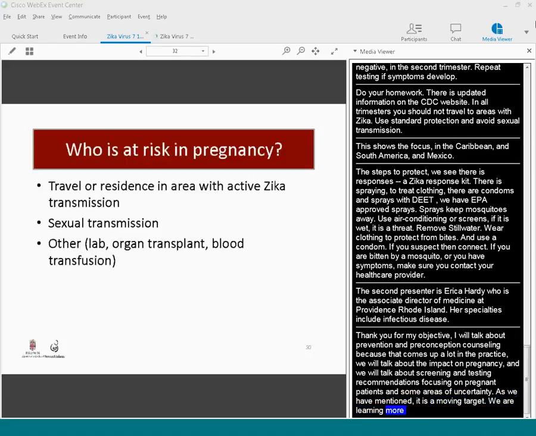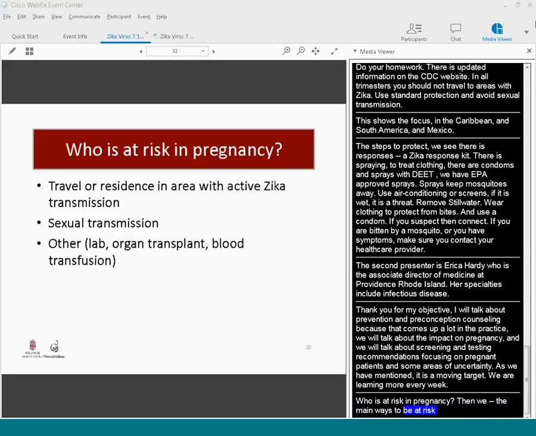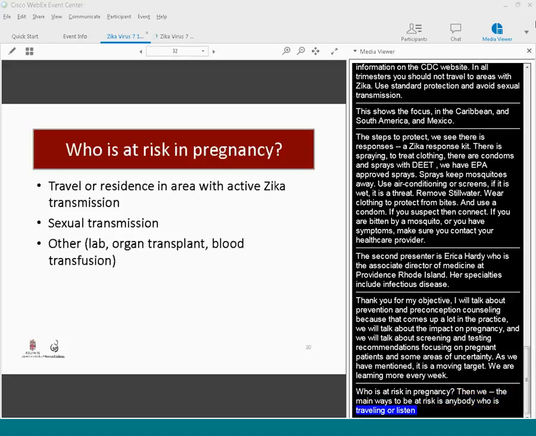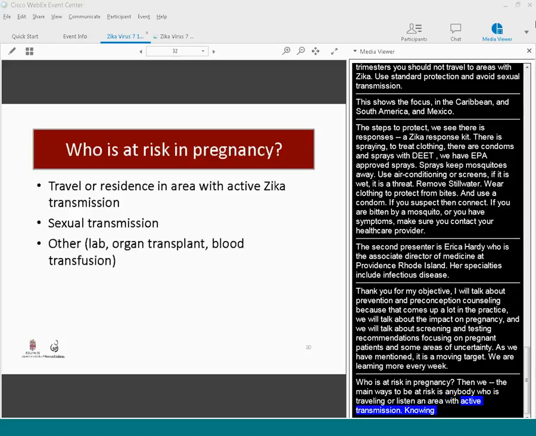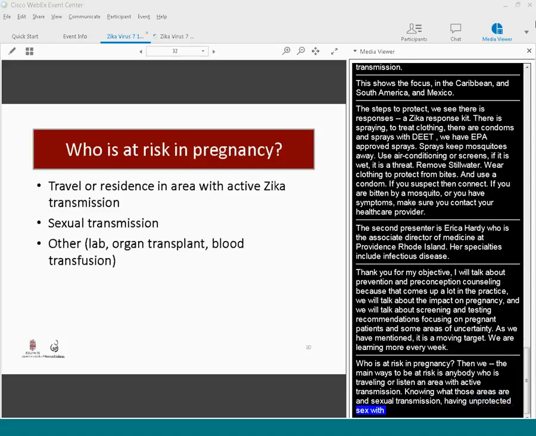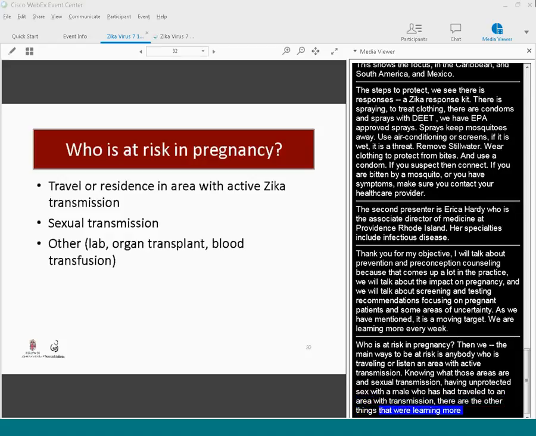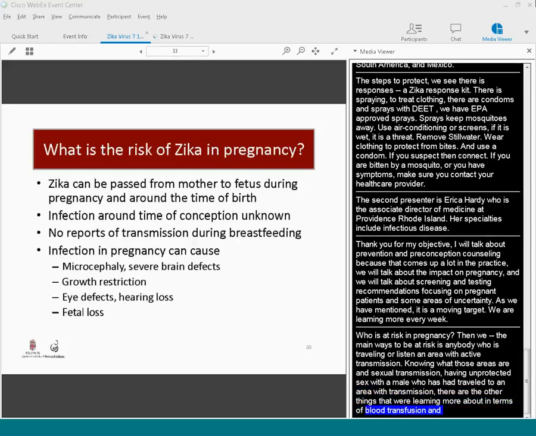So remembering who is at risk in pregnancy. The main ways to be at risk for Zika virus in pregnancy is anybody who's traveled or lives in an area with active Zika transmission. So really knowing what those areas are. And then sexual transmission. So having unprotected sex with a male who has had travel to an area with active Zika transmission or resides in an area with active Zika transmission. And then there's these other things that we're learning more about in terms of blood transfusion, organ transplants, lab exposures, and more to come on that. But those are the main risk factors for Zika infection in pregnancy.